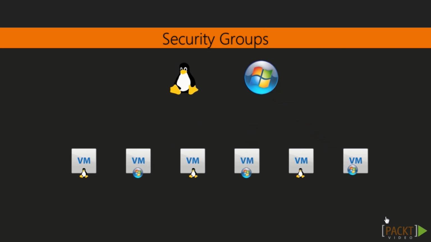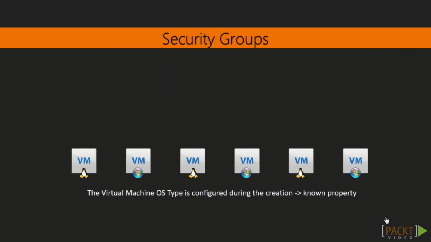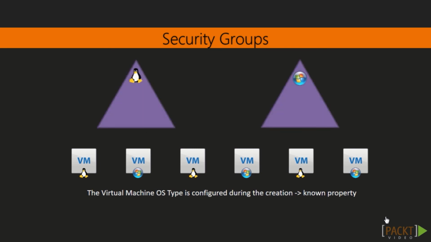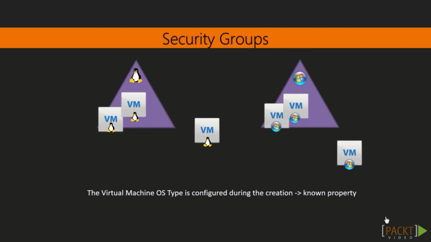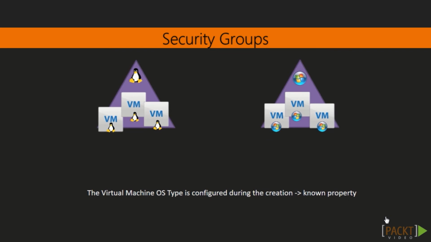And based on that type, because the OS type is configured during the creation of the virtual machine, either you create a new virtual machine or just use a template, but in the end it is a known property. And you can use this property and define a dynamic membership criteria saying, please add all virtual machines which have a Linux OS and add all virtual machines which have a Windows OS configured.